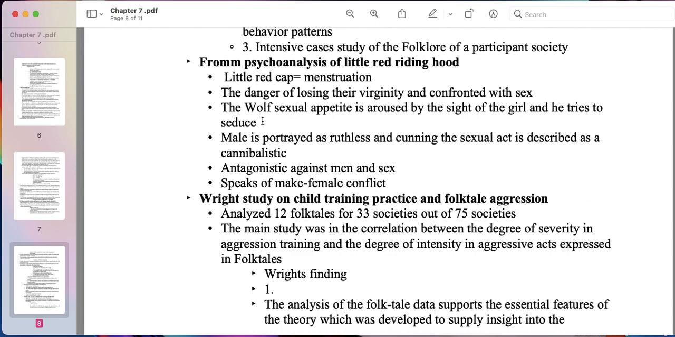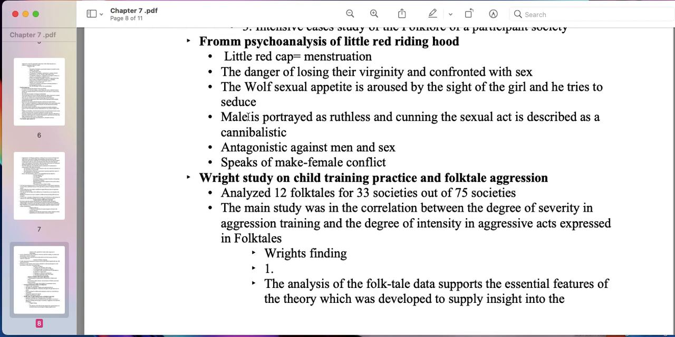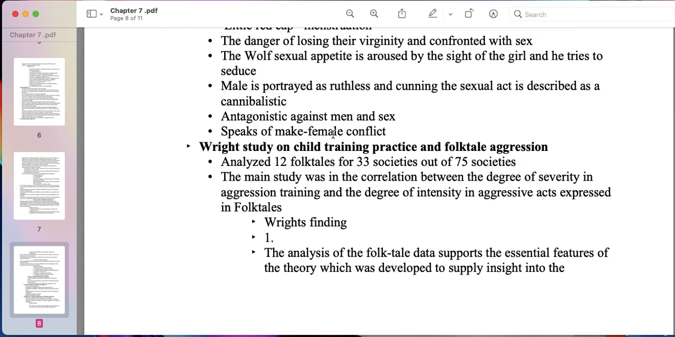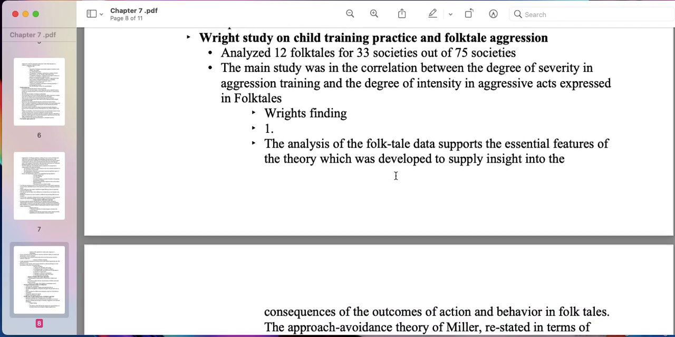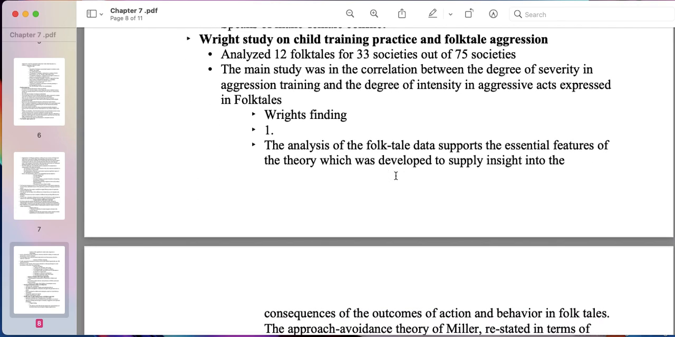The wolf represents the man, and the girl just represents a young girl. And then the male is portrayed as ruthless and cunning, and the sexual act is described as cannibalistic. It is antagonistic against man and sex, and speaks of male-female conflict. Then we talk about Wright's study on child training practice and folktale aggression.